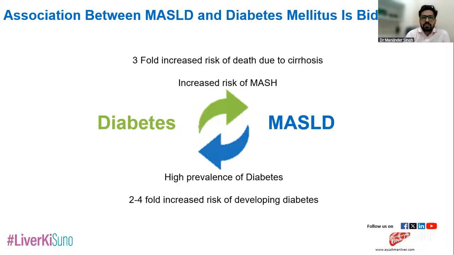So, the relationship between MASLD and diabetes is bidirectional. There is a threefold increased risk of death due to cirrhosis. Similarly, for diabetes, there is increased risk of MASH, and vice versa too. Patients with fatty liver have a higher prevalence of diabetes, and they have a two to fourfold risk of developing diabetes.